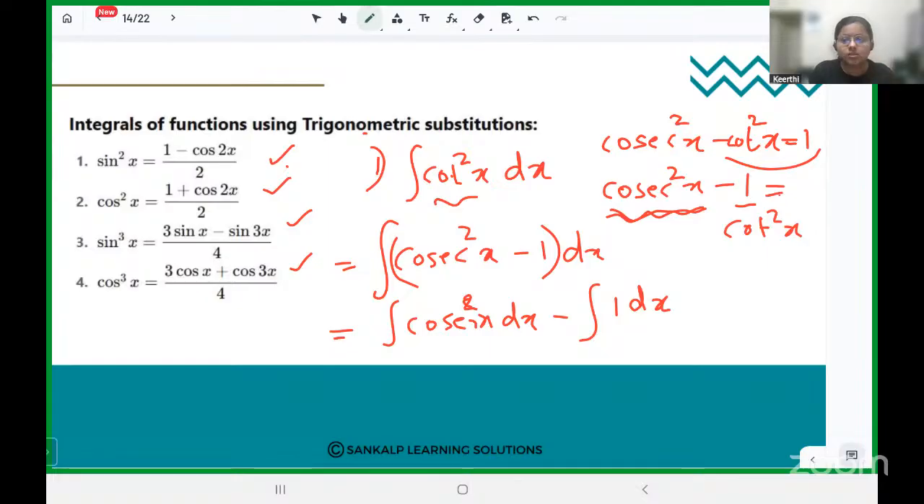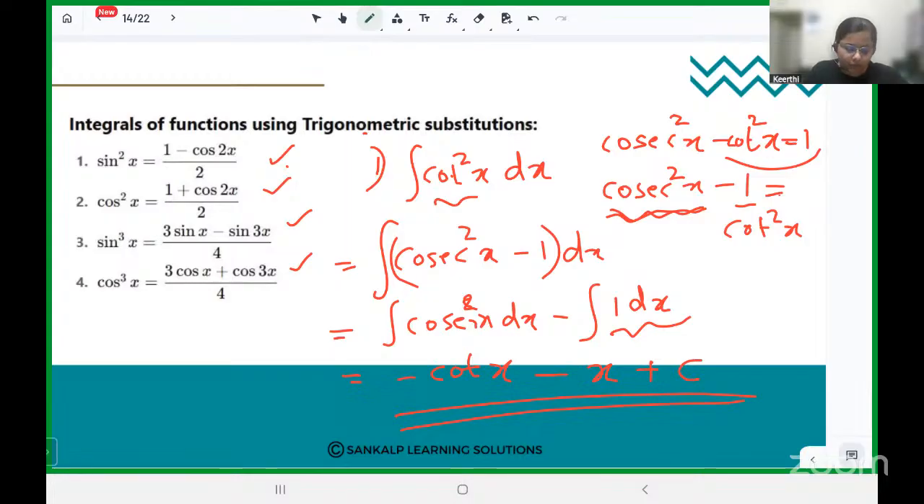Cot x derivative, sorry. The derivative of cot x is minus cosec square x. So the integral of cosec square x will be minus cot x. So this is equal to minus cot x minus, what is integral of 1 into dx? Yesterday we studied the result, isn't it? Integral 1 dx is nothing but integral dx itself, so the value is x. Then we have to definitely add c, the constant of integration. So the integral of cot square x dx is minus cot x minus x plus c.